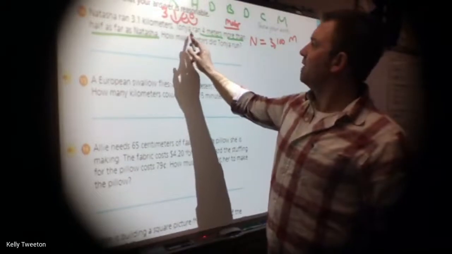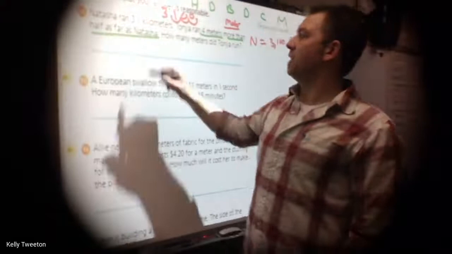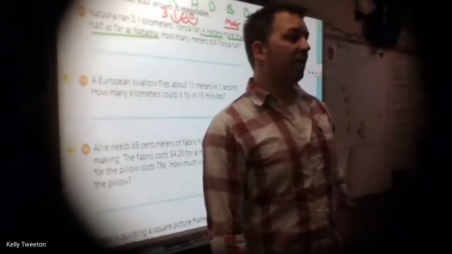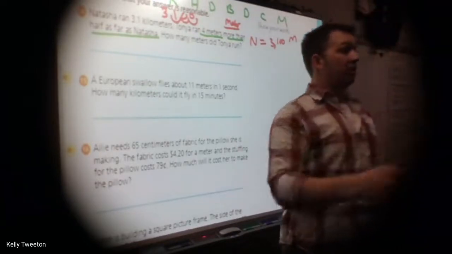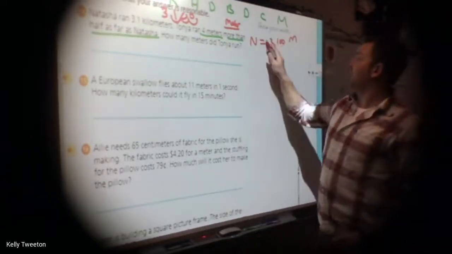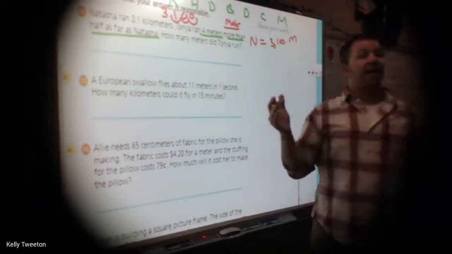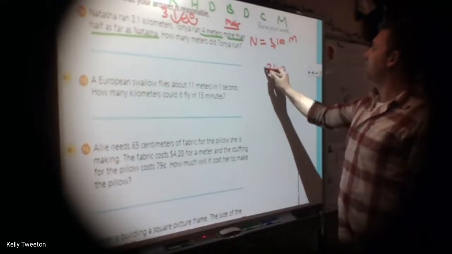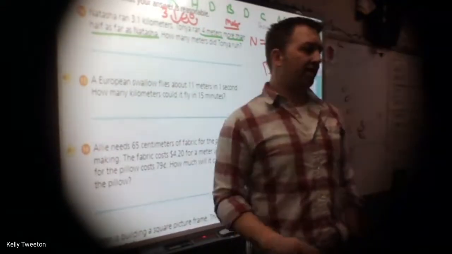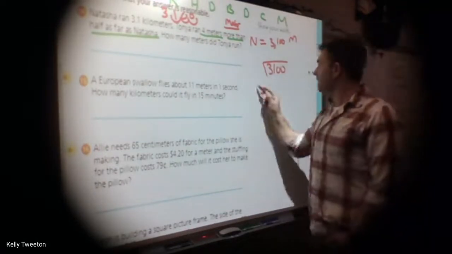And it says Tanya ran 4 meters more than half as far as Natasha. So what should I do now? What do you think I should do? What's my next step? How about, let's see, Juliana, what do you think I should do? I have this number, but they said she ran 4 more than half. What do you think I should do first then? Yes, let's take half of that number first. Now, how do I find half of a number again? What should I divide it by? How about Hayden? What should I divide it by? Yes, 2. So let's go ahead and divide that by 2.